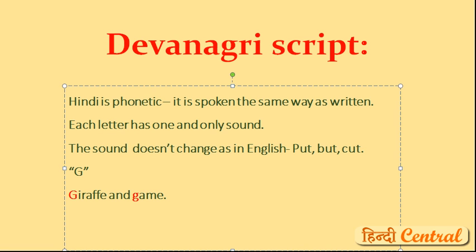The Hindi script is phonetic, meaning that it is pronounced the same way that it is written, unlike the English script. In English, the letter G comes at the beginning of words like giraffe and game. But notice that these are two different sounds at the beginning of these two words.